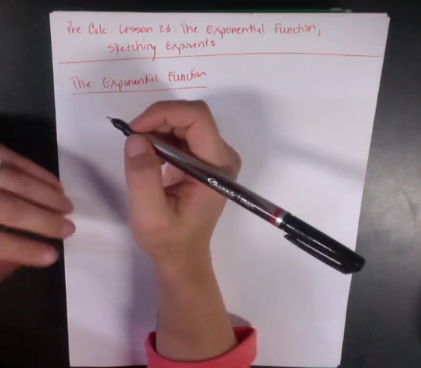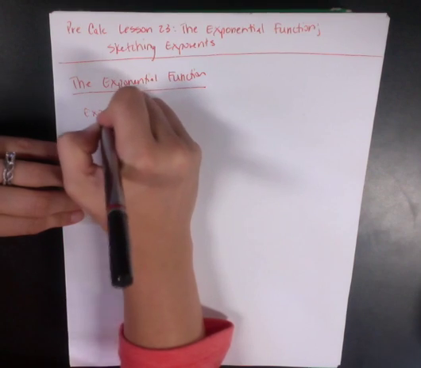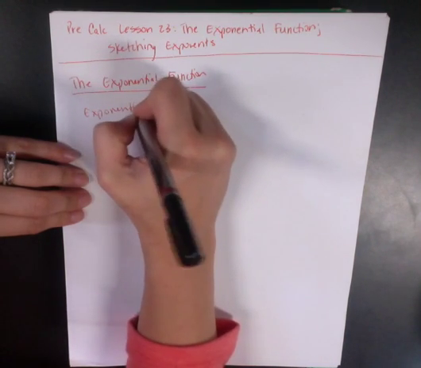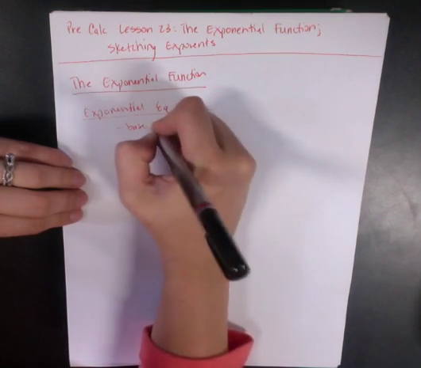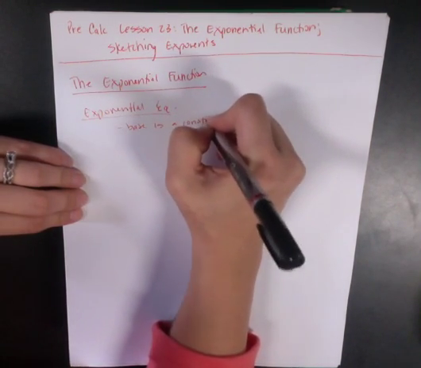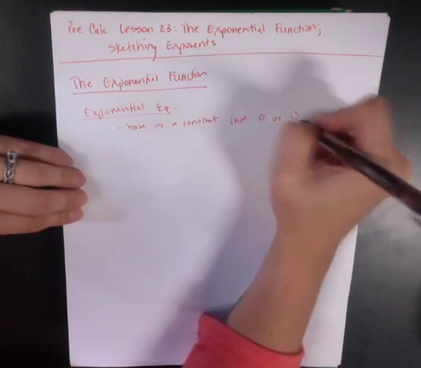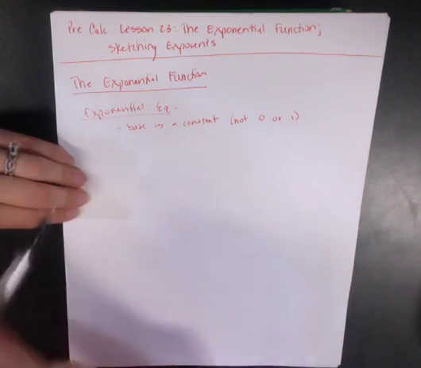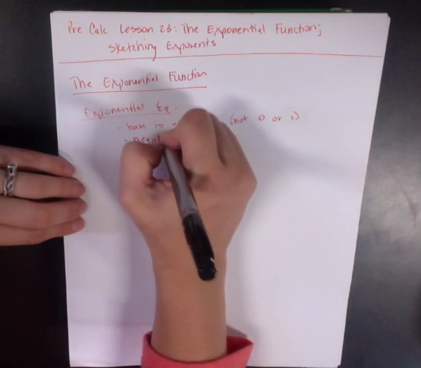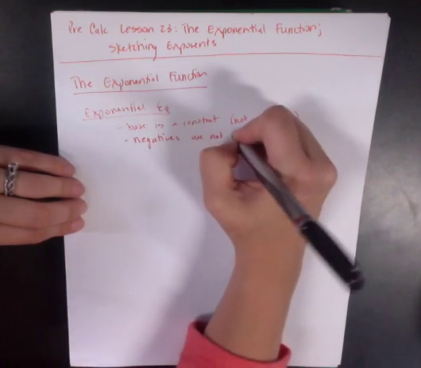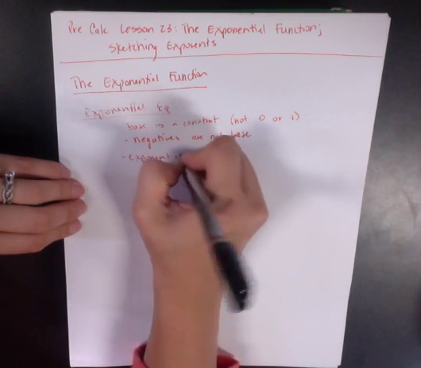Now, what we're doing is our expressions are called powers, and they come from an exponential equation, where the base is a constant that is not 0 or 1. The reason we don't do 0 or 1 is because it would just be flat, right? And negatives are not the base. And the exponent is our variable.